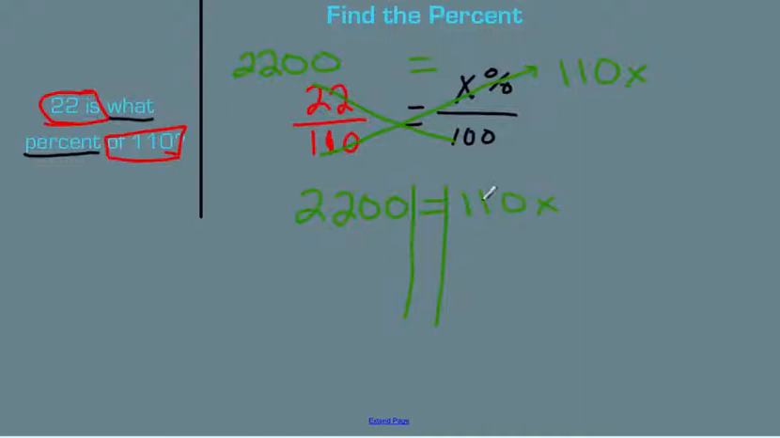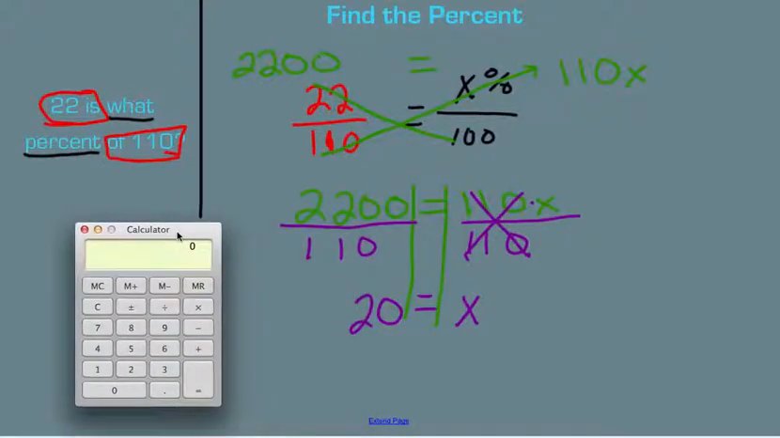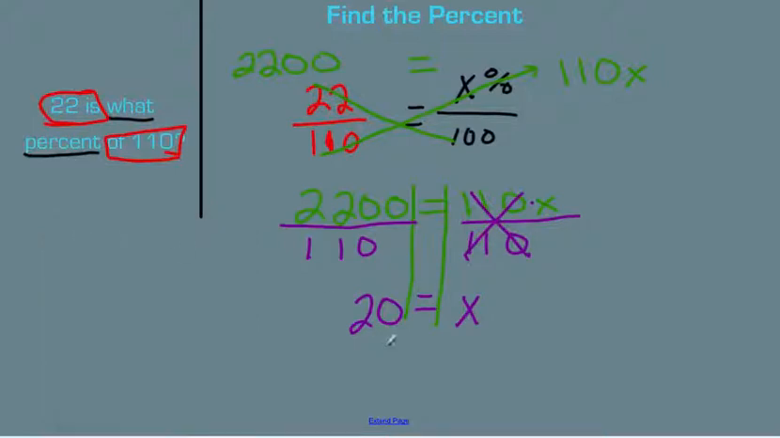X. What's bothering it? 110. How? By multiplication. Inverse, divide. Divide by 110 on this side, and divide by 110 on that side. Those are going to cancel out. X equals, hopefully you're able to see that. You might not be able to know, but the answer there is 20. If you're not sure, go ahead, take a calculator. 2200 divided by 110 is, there you go. Okay? So my answer here is 20.